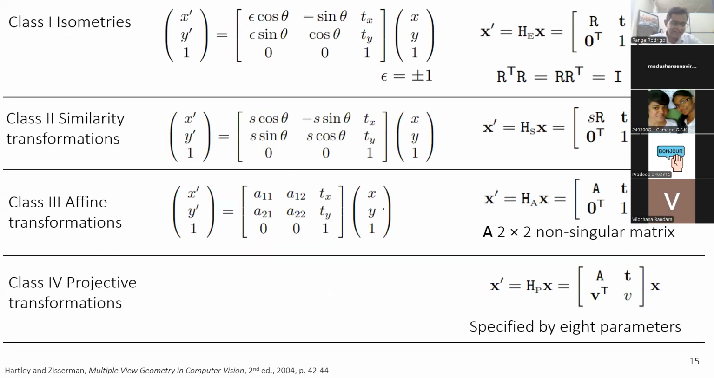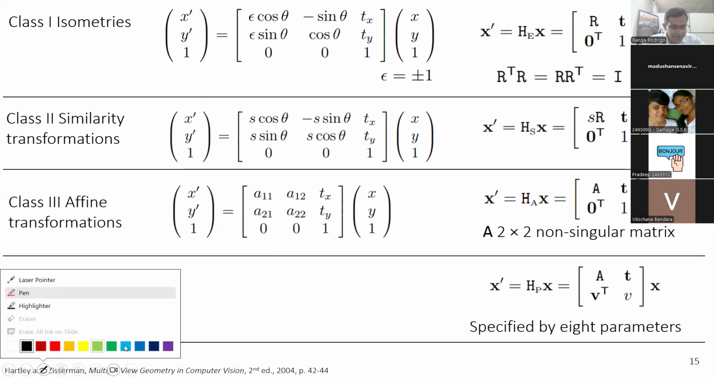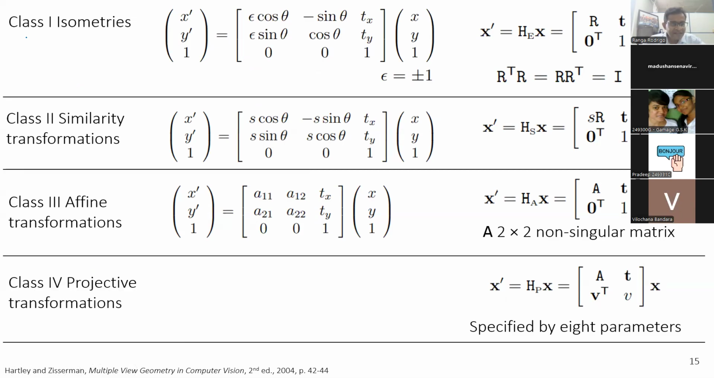Before doing that, I need to tell you what kinds of transformations can happen in images. I will show examples also. The first one is called an isometry. It's very simple. You can see the input points x, y, and here we put 1, an extra number. You will see why that 1 is there; later on we will understand that more deeply. This matrix is epsilon cos theta, minus sin theta, tx; epsilon sin theta, cos theta, ty.